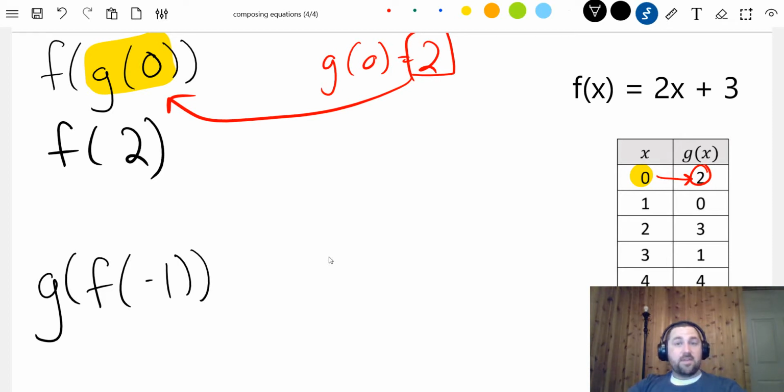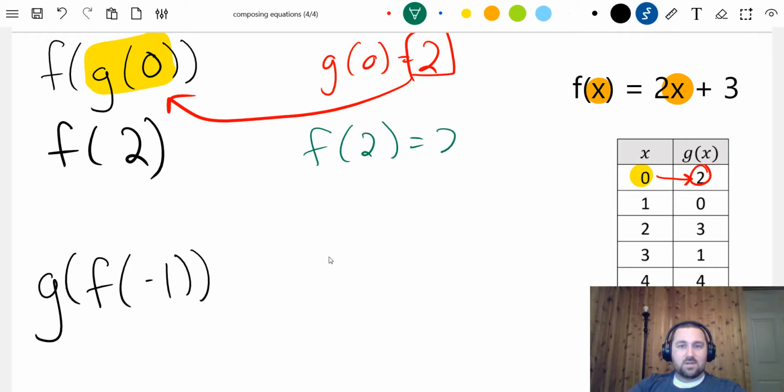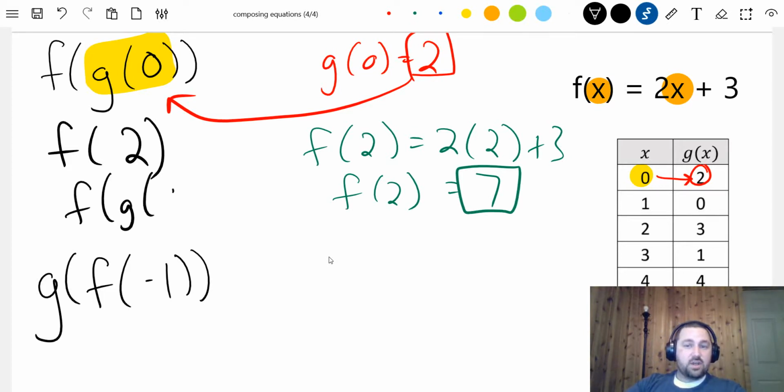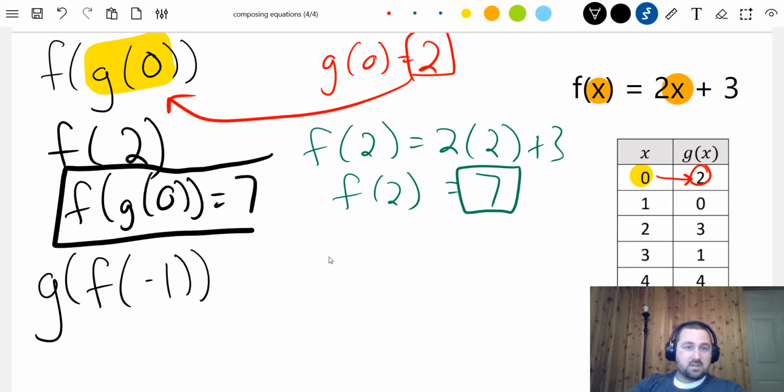Oh, there's no table, but that's okay. We're going to find f of 2 by substituting into x in our equation. f of 2 is equal to 2 times 2 plus 3. f of 2 is equal to 7. That doesn't get substituted anywhere because that is the final value we were looking for. We now know that f of g of 0 is equal to 7.